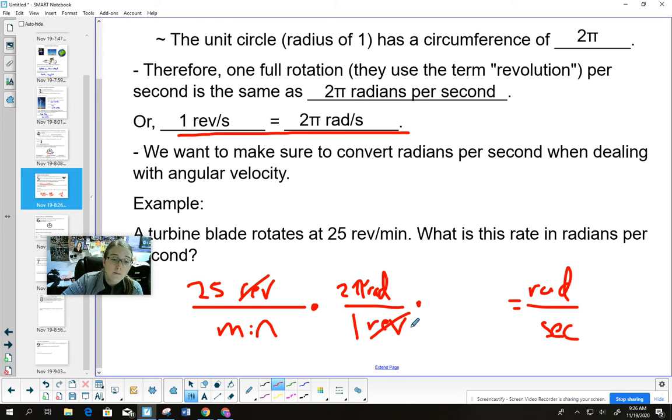That's what I want. But I also need to have seconds on bottom. So I put seconds on bottom, and then I put on top what I want to cancel. I want to cancel out those minutes. I don't want minutes anymore, right? So go ahead and fill this in. What would be my numbers in this fraction? Well, 1 minute has 60 seconds. There we go, there's our conversions.